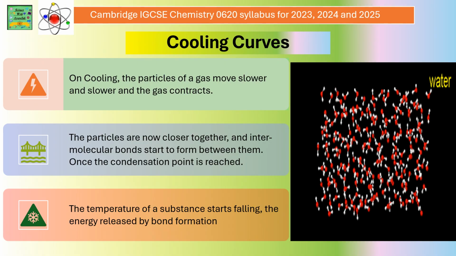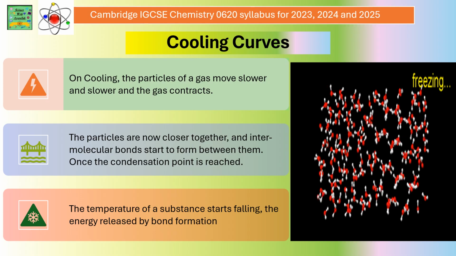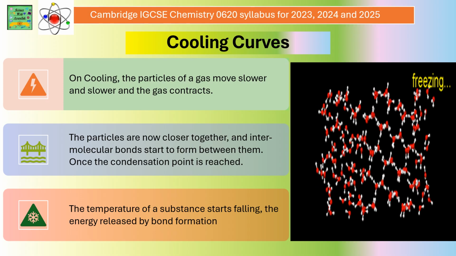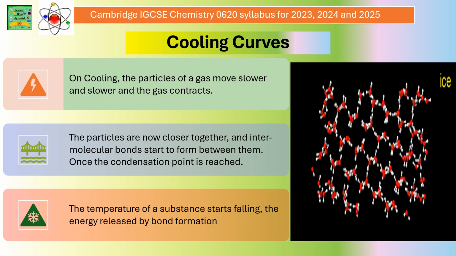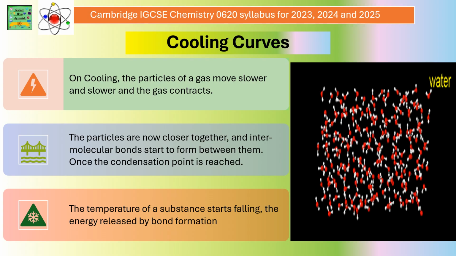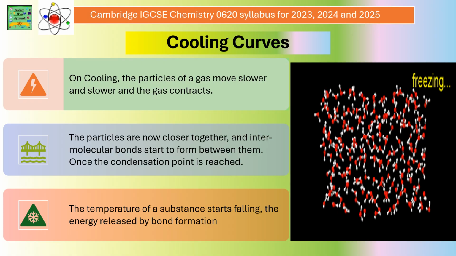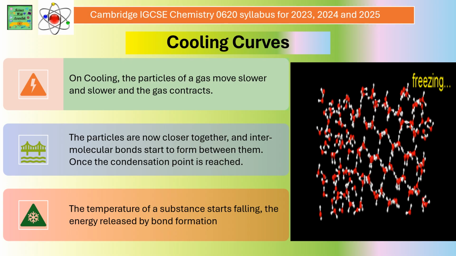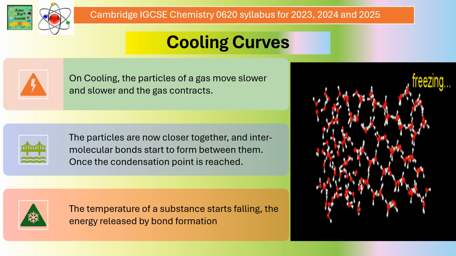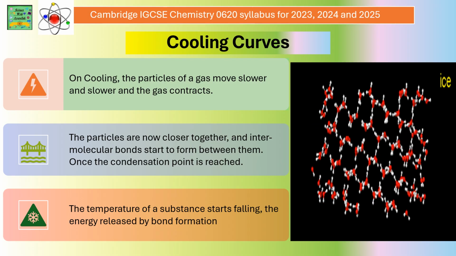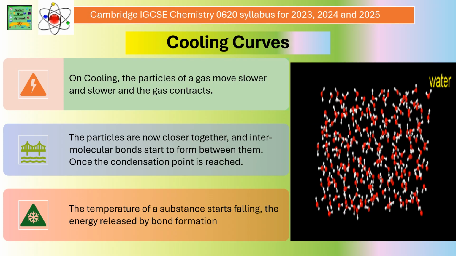This is a clear representation of bond formation from water to ice. It starts with the cooling of a gas. Particles of a gas move slower and slower, and the gas contracts to form water. The gas is nothing but water vapor. The particles are now closer together, and the intermolecular bonds start to form between them.